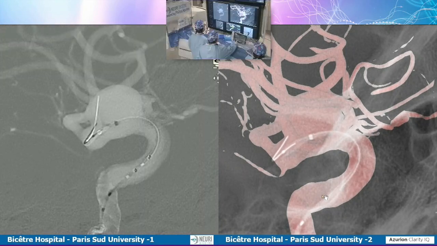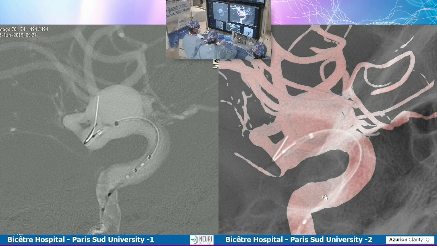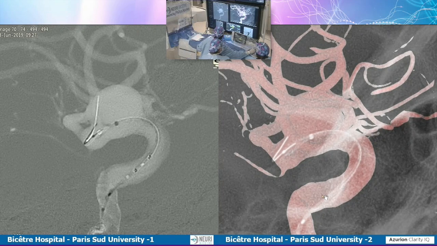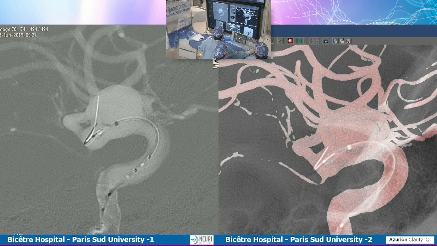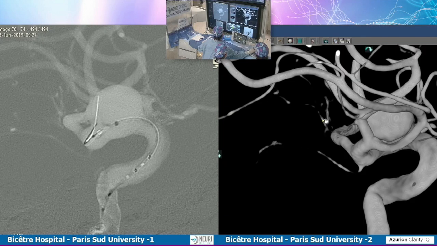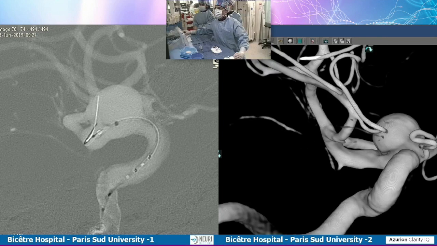So you see the stent is not deployed completely. Laurent is trying to avoid covering the origin of the choroidal artery, which is something, if you can do it, you better do it. If you cannot, you don't do it. But here you have quite a bit of space.